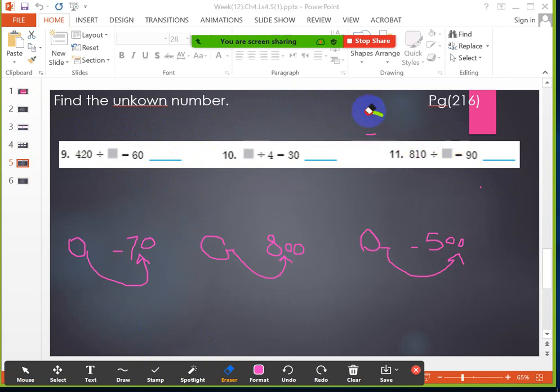Now, in this example, find the unknown number. Okay, find the unknown number. That means I will find the number, or the divisor. Do you remember? We named the number that I want to divide. This number, I will repeat it for you. This number, we name it what?